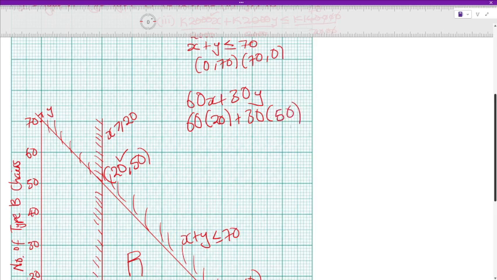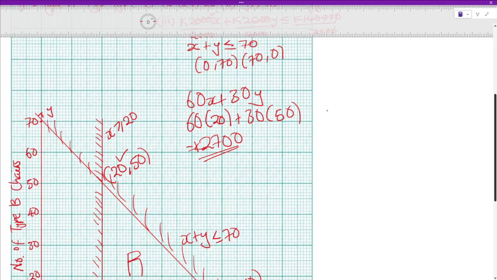What do I get? 60 times 20 plus 30 times 50 gives me 27,000. So as you're doing this, make sure you are doing it somewhere on a rough part of your exam paper, not right on the graph, because what you just need to indicate here is a final answer for maximum profit. So for testing, find somewhere where you're going to do it from. Okay, so that's what those coordinates are giving us.